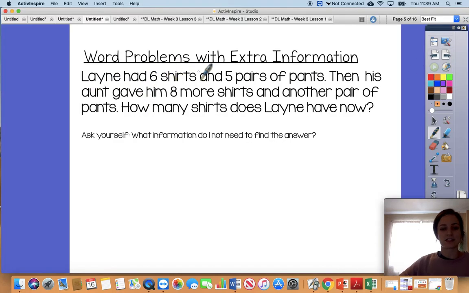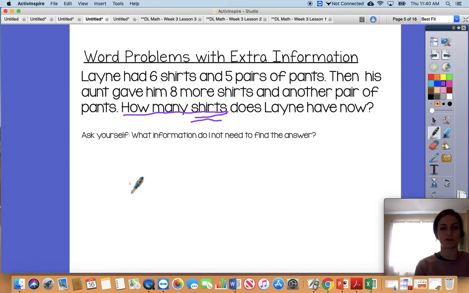Okay, let's try another one. Lane had 6 shirts and 5 pairs of pants. Then his aunt gave him 8 more shirts and another pair of pants. How many shirts does Lane have now? So the question is asking, how many shirts? Keyword is shirts, right?